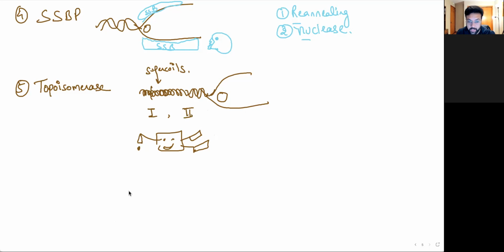Now we have topoisomerase in prokaryotes and eukaryotes. The topoisomerases which we have in eukaryotes: we have topoisomerase 1, 2, and 4. Two of these are present in eukaryotes and two are present in prokaryotes. So topoisomerase 2 is kind of common.